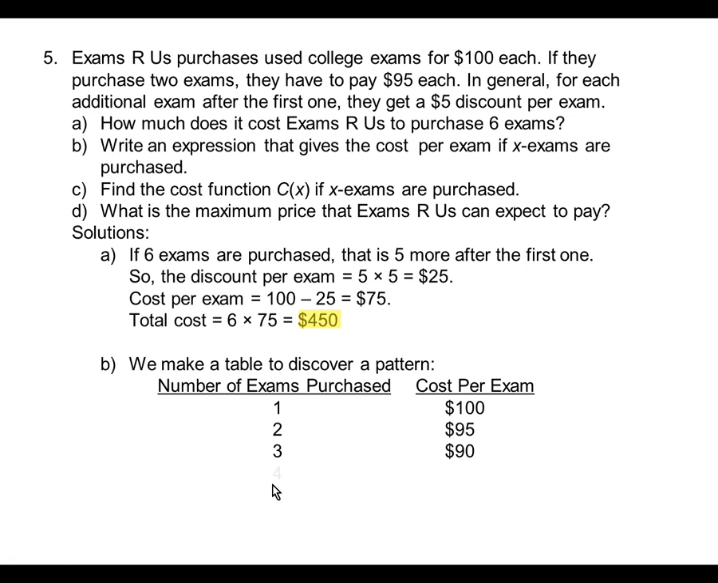Let's go to 4 exams. If you purchase 4 exams, remember the first one, you don't get the discount. But for the next 3, there's a $5 discount per exam. So 3 times 5 is 15. So you're getting that $15 discount. So 100 minus 15, it's $85.